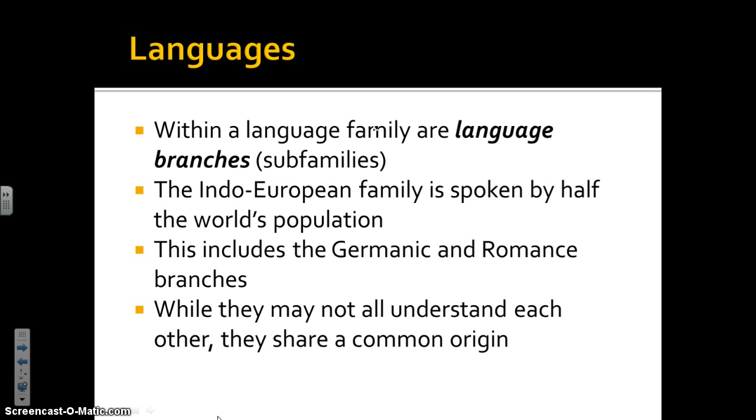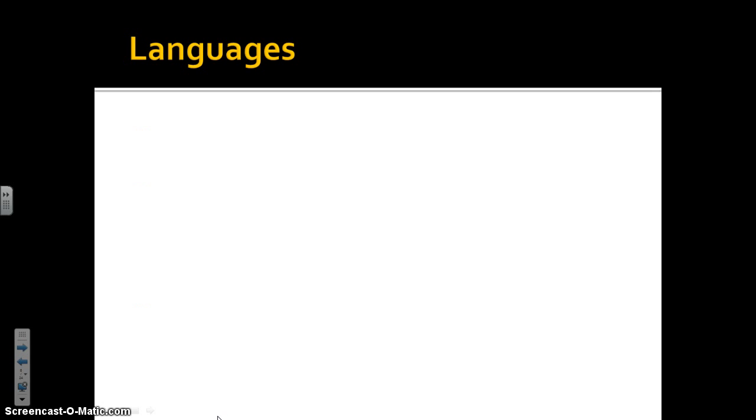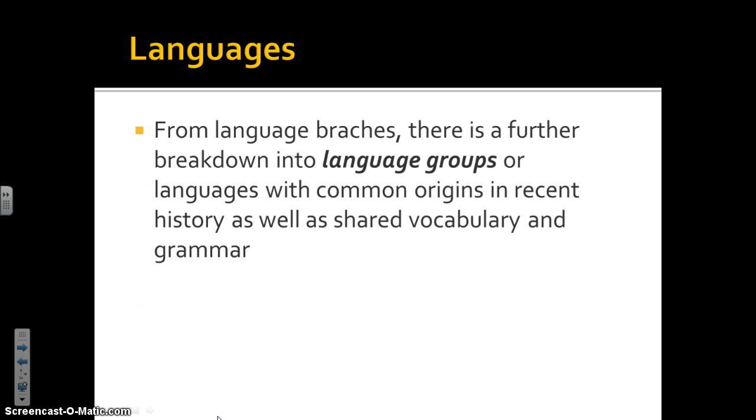Obviously, we don't all understand each other. People that speak French and Spanish can't understand one another, and those languages are closer than English and other languages, so it makes that pretty difficult, but they do share a common origin. So, okay. From language branches, they branch into language groups. Those are the ones that have similar vocabulary and grammar.